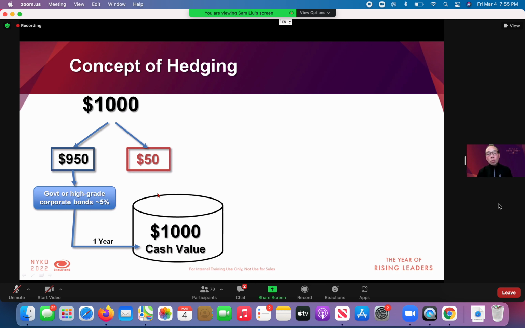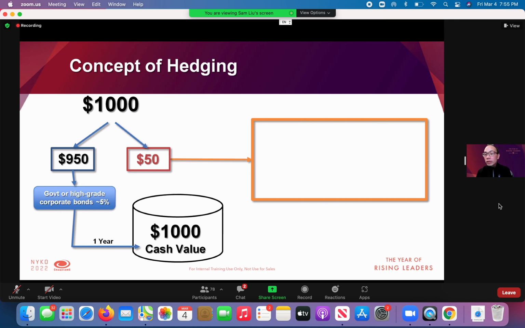Right? Now, what about the $50? What is happening with the $50? The insurance company is taking the $50 and negotiating with a major financial company, like maybe Goldman Sachs or Merrill Lynch or JP Morgan, a big company. And they say, I make you a deal. I use $50 and I want to buy some call options. I'm going to buy the S&P 500 call options. What does that mean? It's very, very simple.